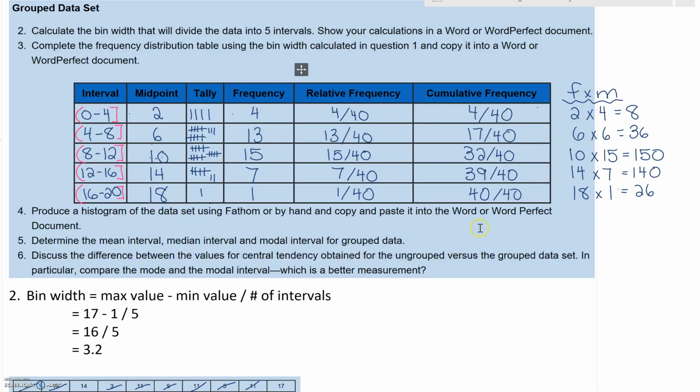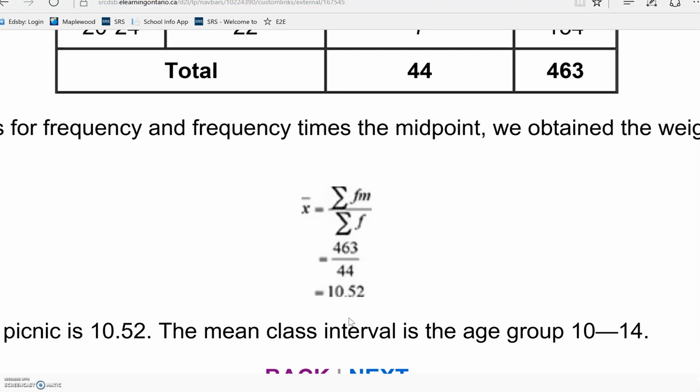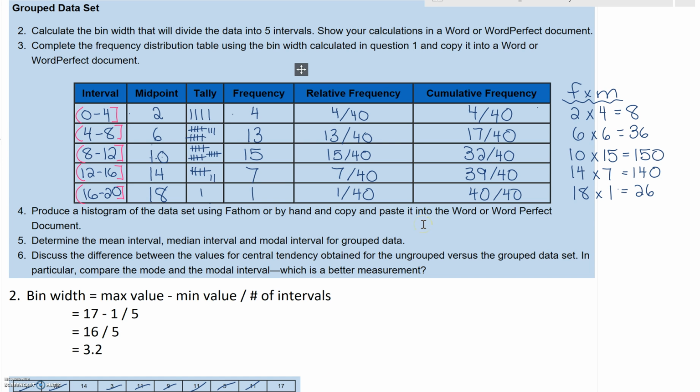Okay, so we went ahead and calculated this entire table while the second video was just starting. So this table is now completed. We're good to go. You just have to look at the formula that says that x bar, which is your mean of grouped data, is the sum of all the frequencies times the midpoint. So now we have to add all of those up, okay?